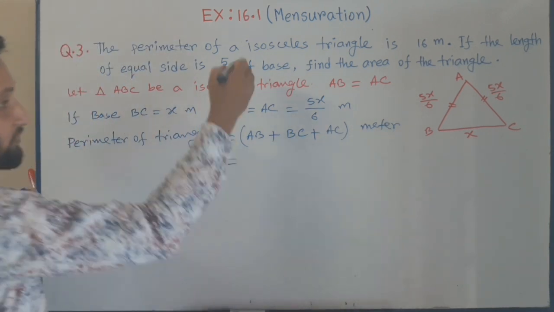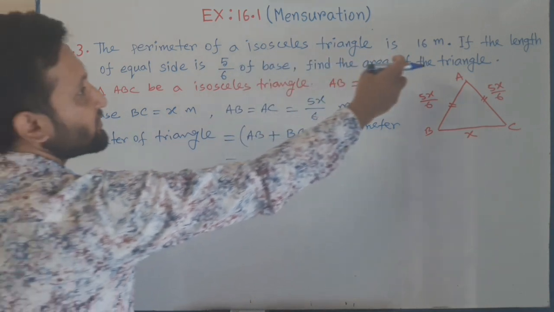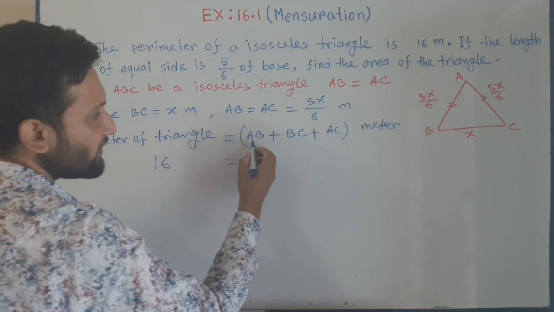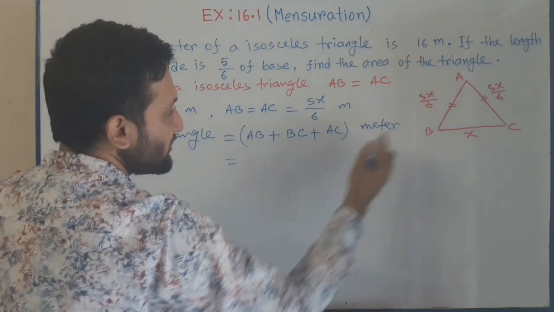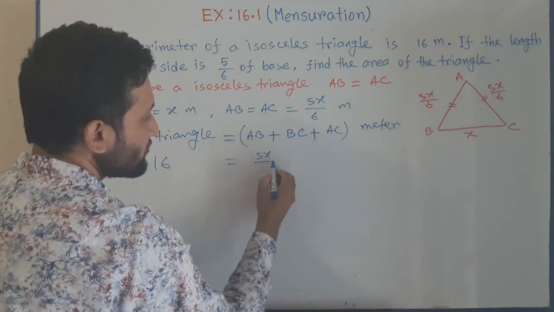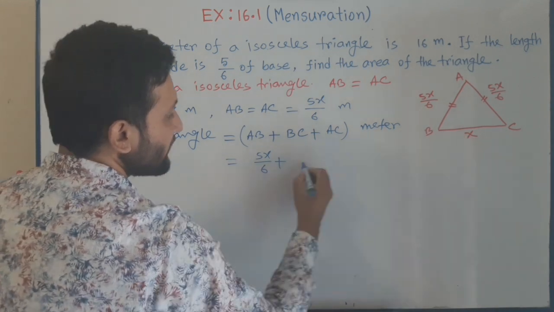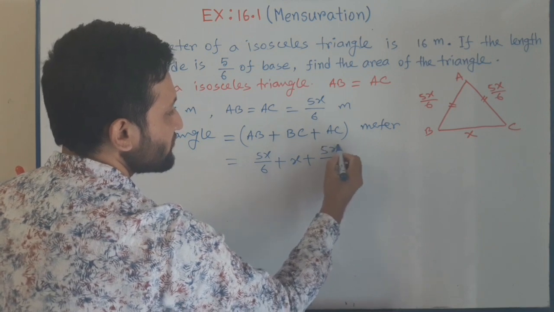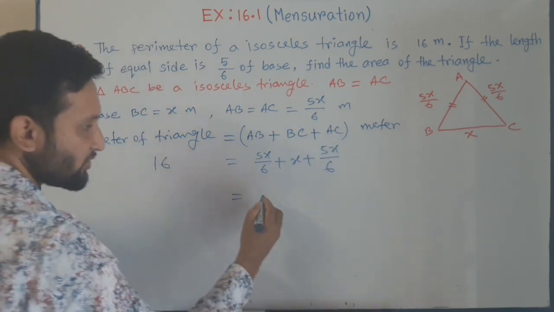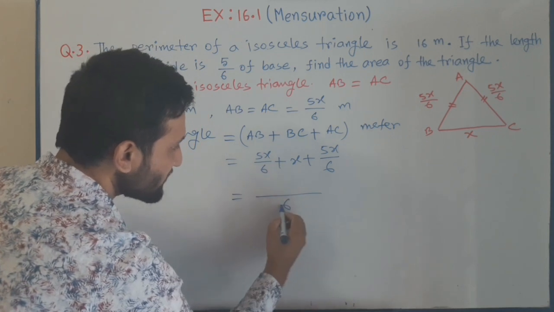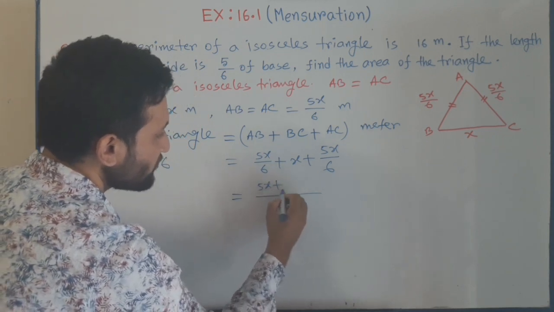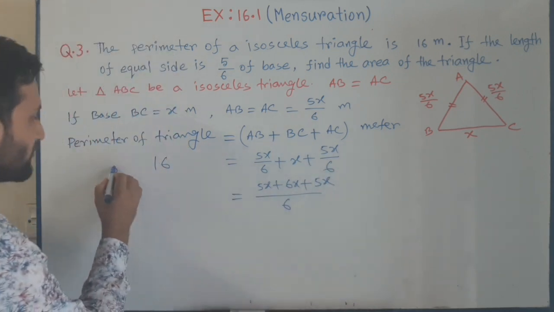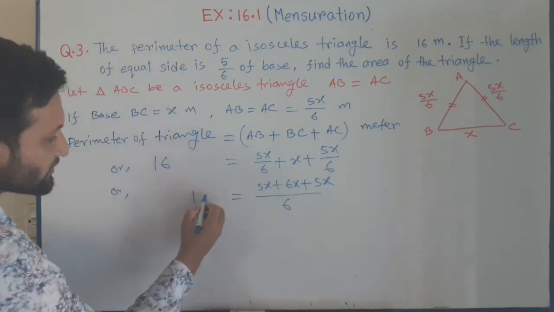So putting the values here, the perimeter of this isosceles triangle is 16 meter. So 16 equals AB plus BC plus AC. Here AB is 5x by 6, BC is x, and AC is 5x by 6. By simple calculation, the LCM is 6, so 5x plus 6x plus 5x, and on the left hand side the value is 16.